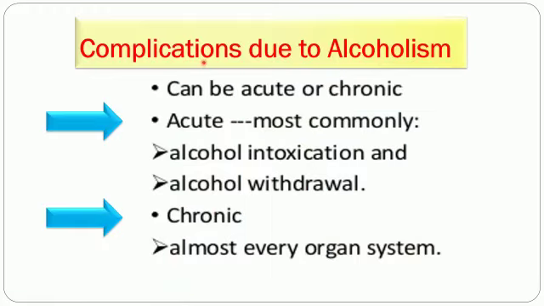So let us look at the complications due to alcoholism. They can be of two types, acute or chronic. Acute complications generally include alcohol intoxication and alcohol withdrawal, and chronic complications of alcoholism include the impact of alcoholism on different organ systems. All this will be discussed in detail in the second part of the lecture.